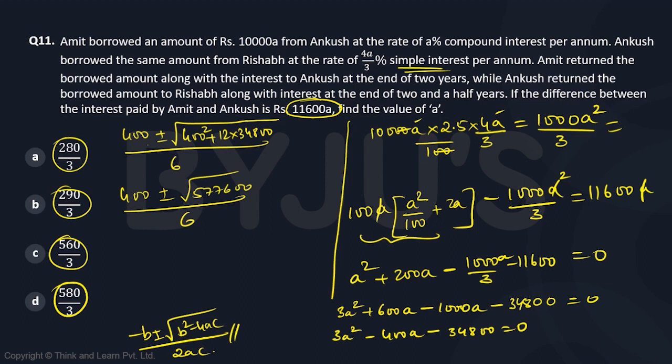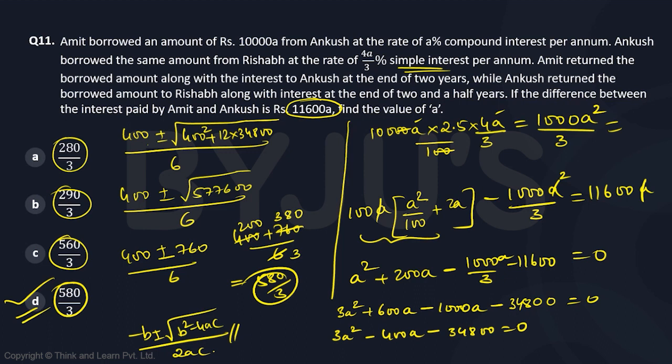So now 5776, you'll have to find the square root of it. So square root of 5776 is 76. So this becomes 400 plus or minus 760 by 6. Clearly minus will not work because A cannot be negative, so it is 400 plus 760 by 6. So 2 goes, 3 2s are 6, 2 8s are 16, so 1160 by 6, which is 580 by 3, option D.